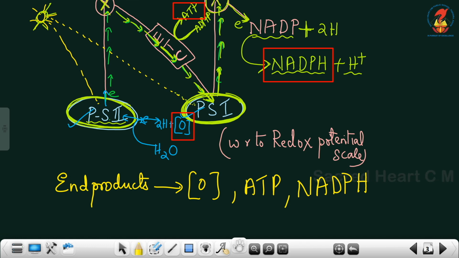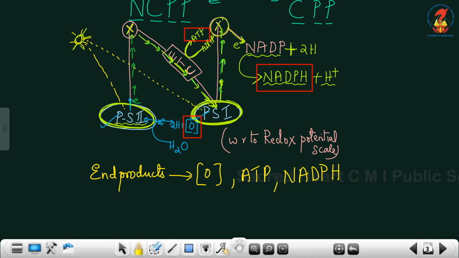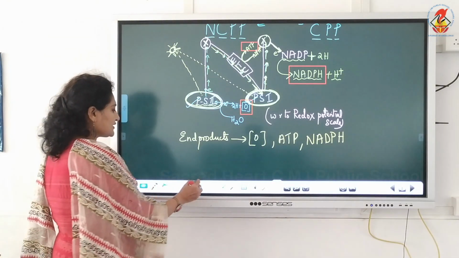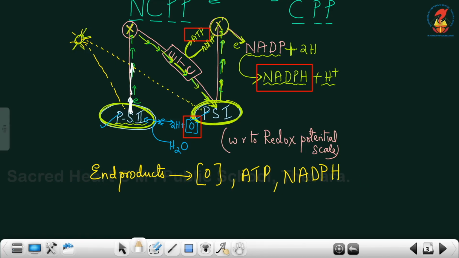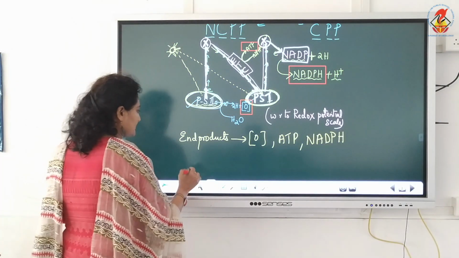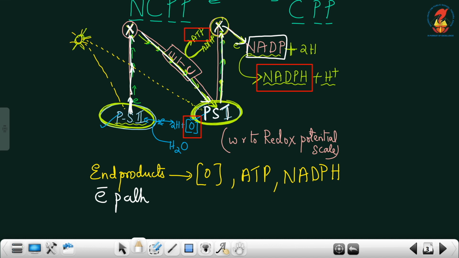Then another thing, did you notice? Look at the path of the electron. Which path is it following? It started off with photosystem 2. It traveled, reached an electron acceptor, traveled down through the electron transport chain to the photosystem 1, then traveled uphill to another electron acceptor and went to and reached NADP. Okay, so it travels a non-cyclic path. So electron path is non-cyclic. Clear? So it's justified, it is a non-cyclic path.